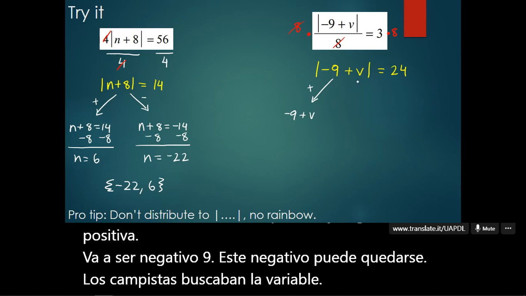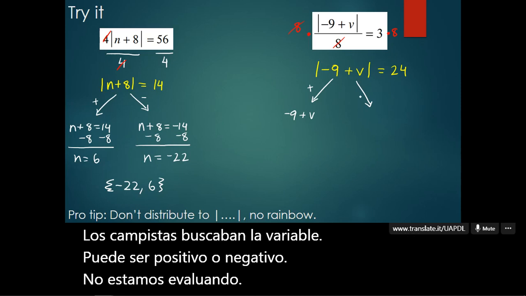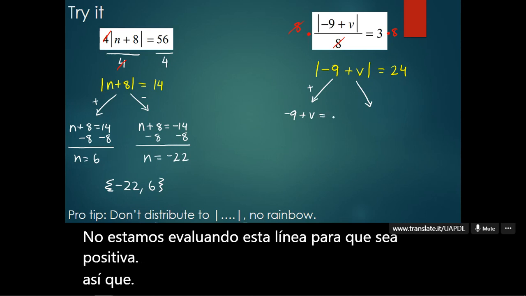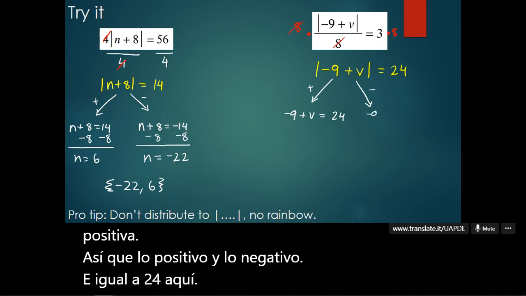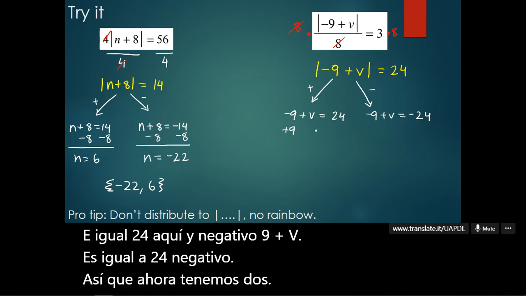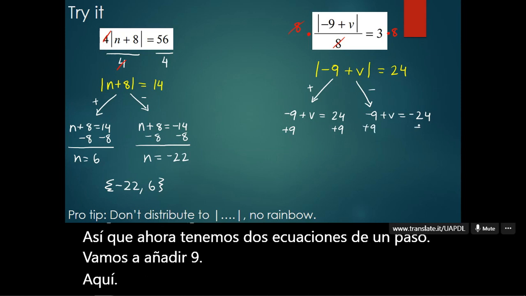It can be positive or negative. We're not evaluating this 9 to be positive. So the positive and the negative equal 24 here, and negative 9 plus v is equal to negative 24. So now we have two one-step equations. Let's add 9 here and here.